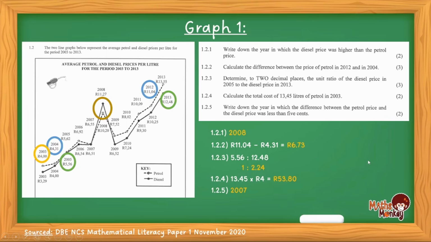Okay, so that is how you would first interpret the graph, make sure you understand the graph, and then answer the questions, making sure that you are actually going to the correct places in the graph to find the answers. Okay, let's move over to the second graph.